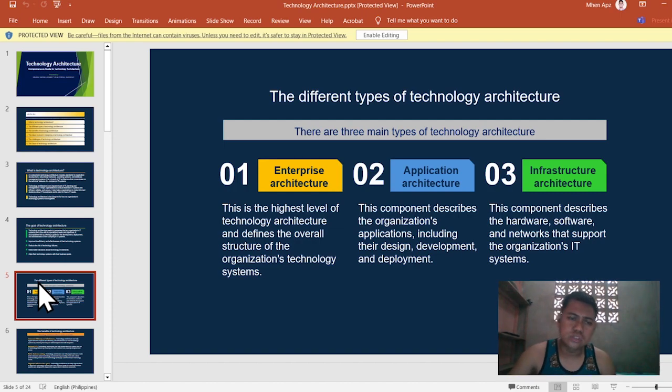The enterprise architecture is the highest level of technology architecture and defines the overall structure of the organization's technology system. Number two, the application architecture describes the organization's applications, including their design, development, and deployment. The last one is the infrastructure architecture, which describes the hardware, software, and networks that support the organization's IT systems.